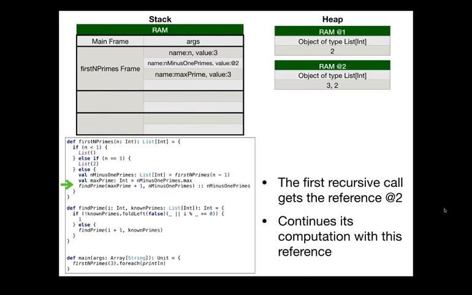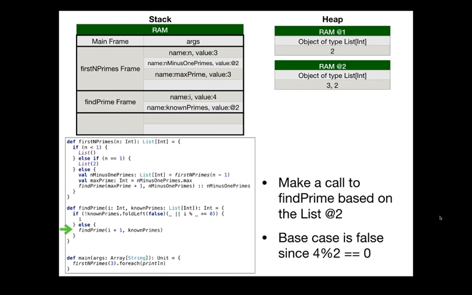All right, so this next recursive call gets that reference at 2, a reference to the list that stores 3 and 2. It's going to resume its computation with that list. Max prime is now 3. We're going to call find prime of 4 and at 2. We hit our recursive step. I is 4. Since 4 is divisible by 2, we get true from this fold left.